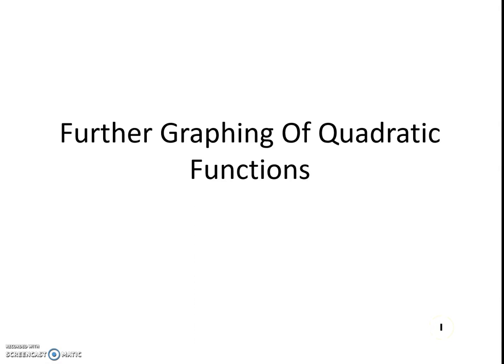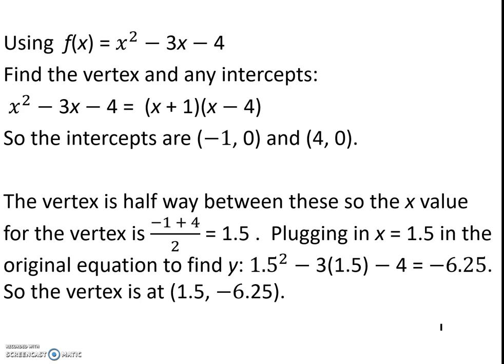Today we're going to be looking at graphing of quadratic functions. Using f of x equals x squared minus 3x minus 4, we're asked to find the vertex and any intercepts. So we go ahead and factor that, and it factors quite nicely into x plus 1 times x minus 4. So the intercepts then are at negative 1, 0 from this, and 4, 0 from this.